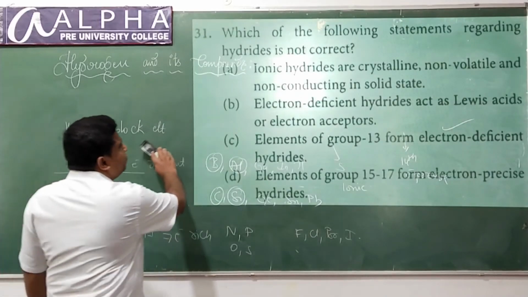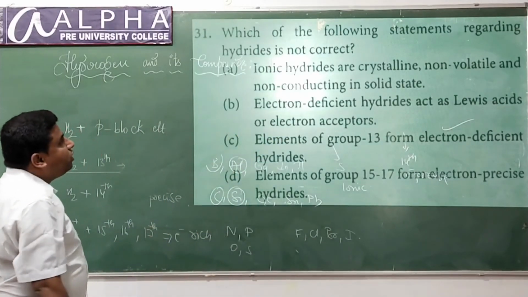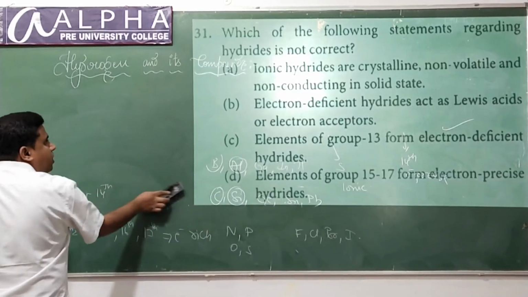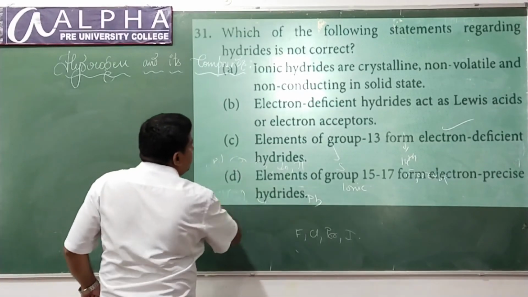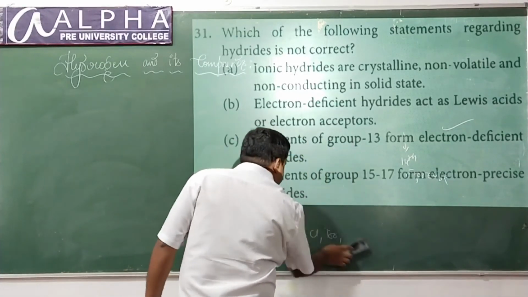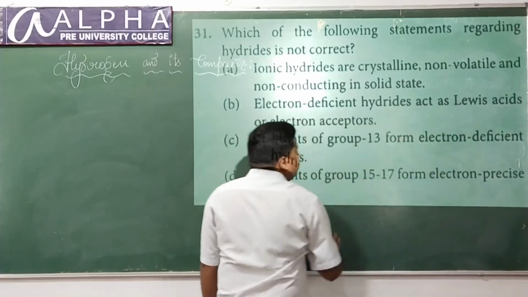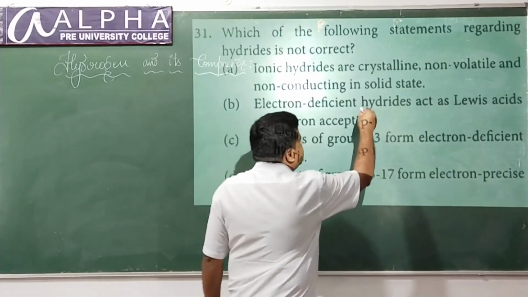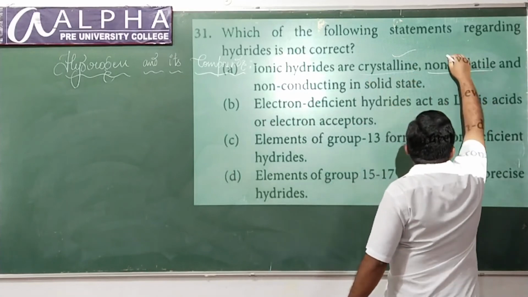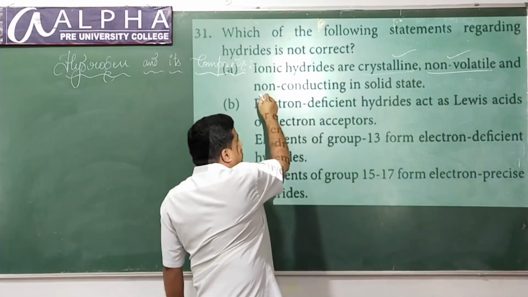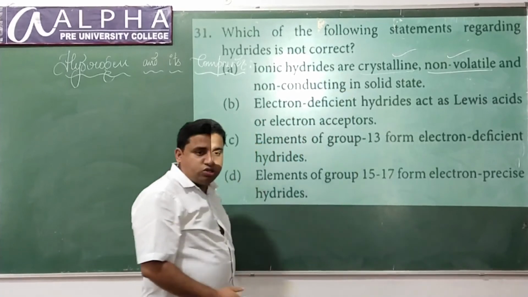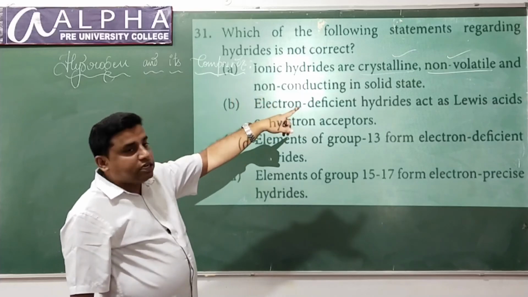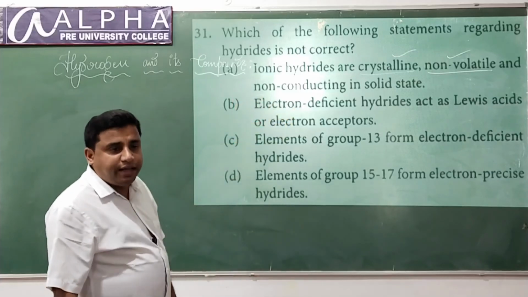Which of the following statements regarding hydrides is not correct? The first option says ionic hydrides are crystalline. Correct. Ionic hydrides are non-volatile. Correct. Ionic hydrides are non-conducting in solid state. This is also correct. All of them are correct.